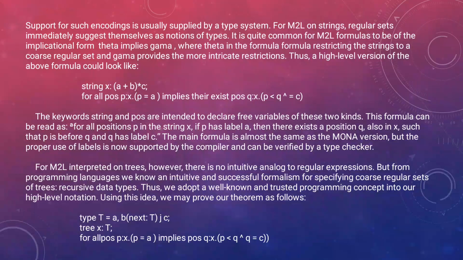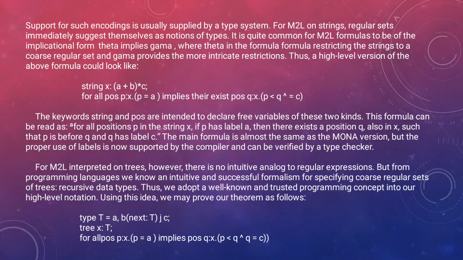Support for such encodings is usually supplied by a type system. We can see a syntax here like string x = a + b + c. For all pos p in x, p is equal to a implies that there exists pos q of x such that p is less than q and q is equal to c.